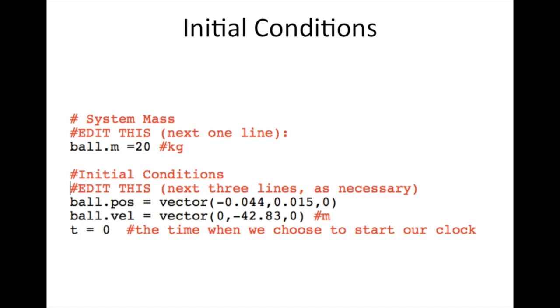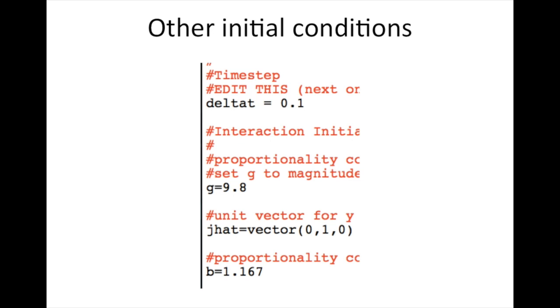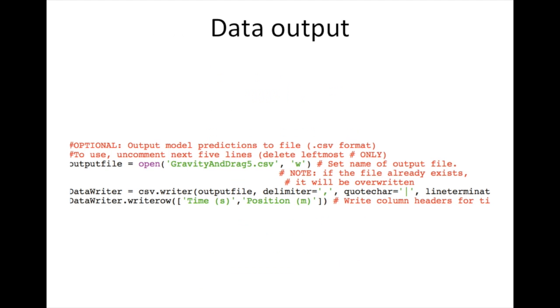The initial conditions are that the meteor, which I named ball, is 20 kilograms, and that the position is negative 0.044, 0.015. I got this from my tracker video. The initial velocity is negative 42.83 in the y direction. This is also from the tracker video. I also started the time at 0. The drag coefficient, b, equals 1.167. I'm outputting my data to gravity and drag 5.csv.